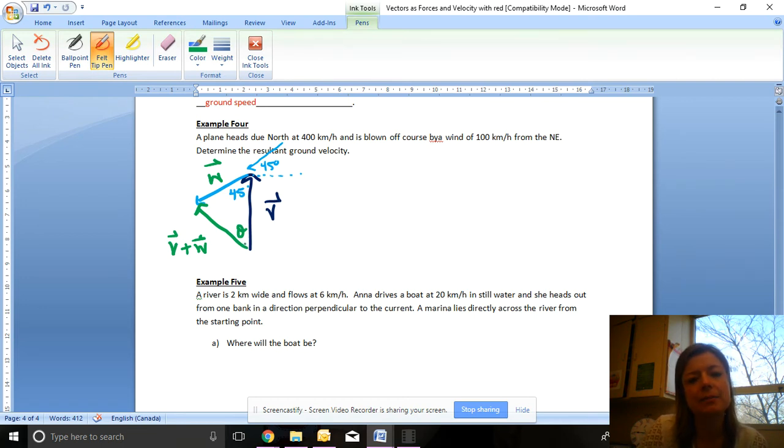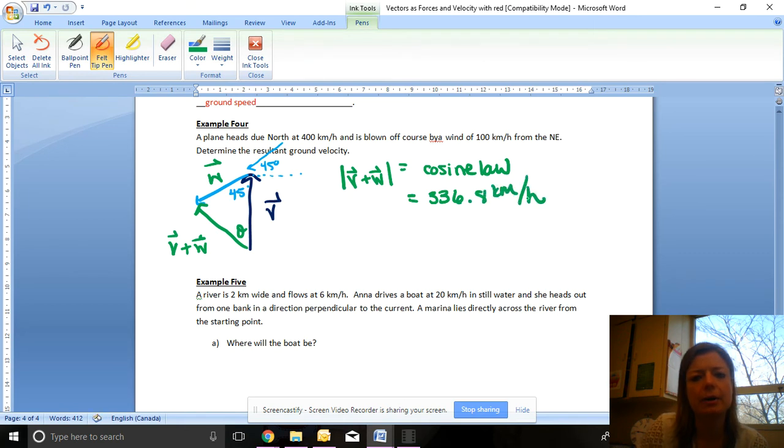So how fast is the plane actually going? So think about it. It's actually going to be going slower than 400 because it's being opposed by this wind. And it's going to be going in this direction slightly, so north and then a certain amount of degrees to the west. So to find the magnitude or the speed of the resultant, we have to find the magnitude here. So we use our cosine law, as we normally do. Okay, and that gets us 336.8 kilometers per hour.